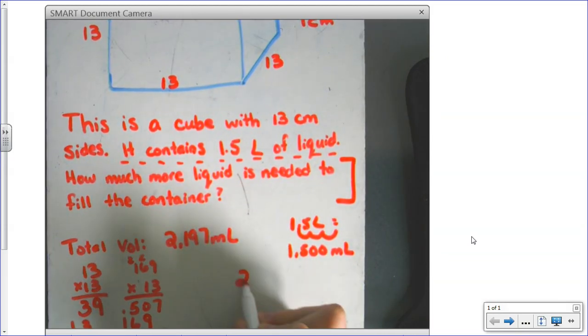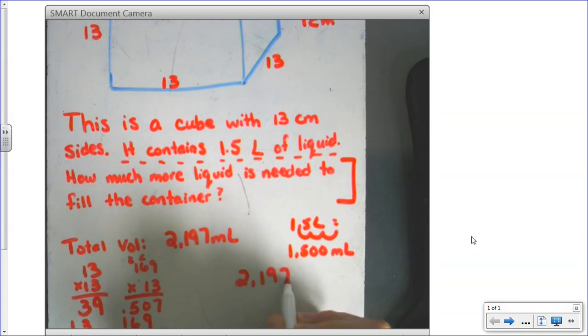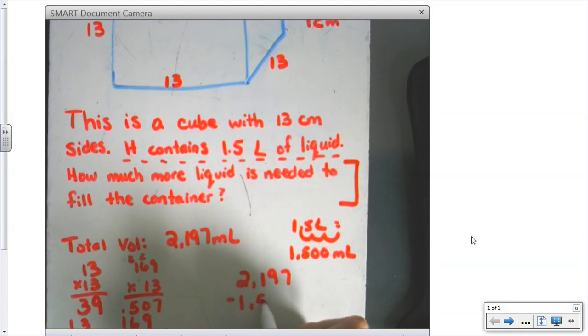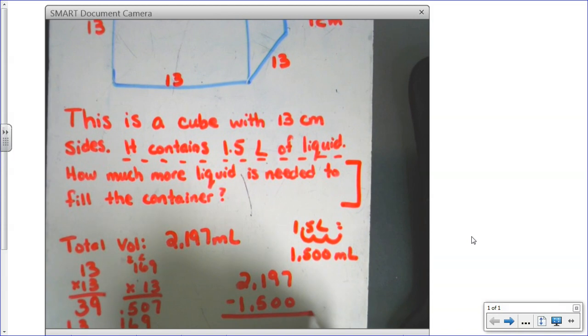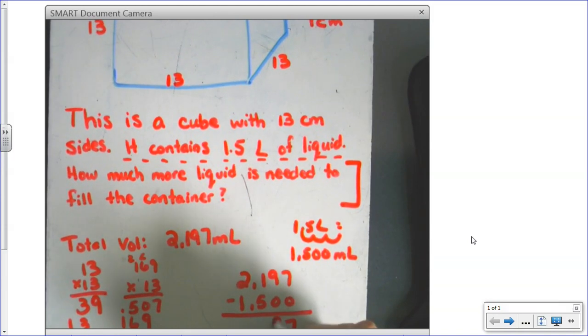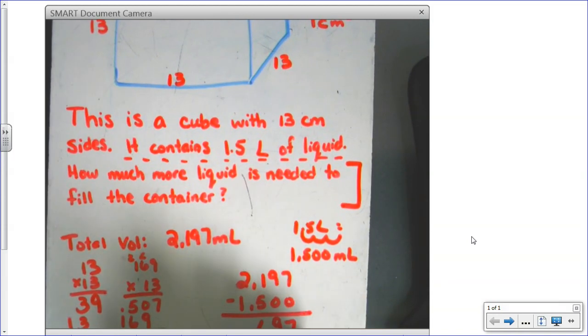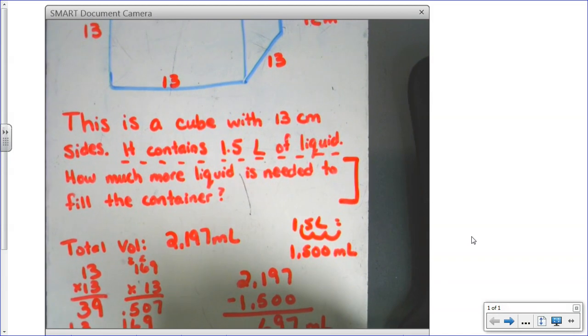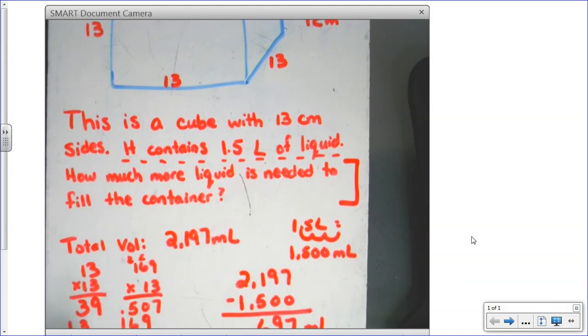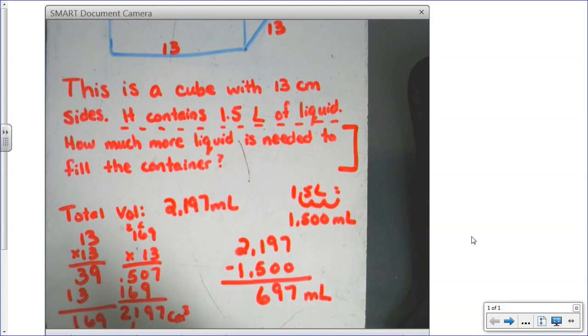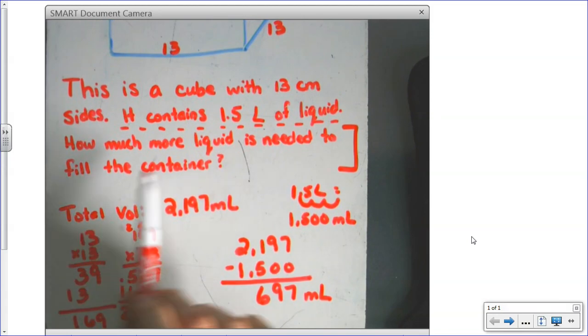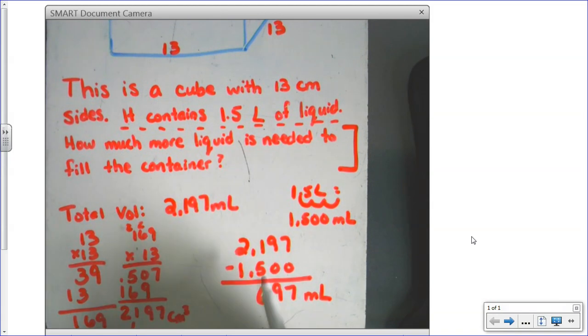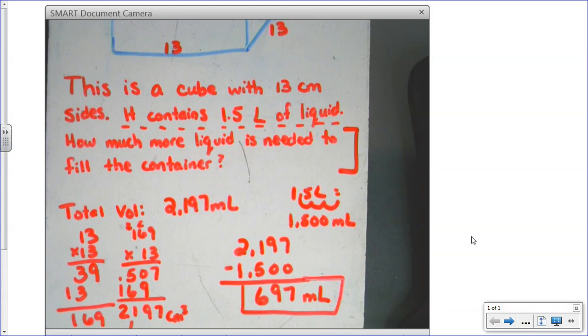So now I can take 2,197 and subtract 1,500 to figure out how much space I have left in here. 21 minus 15 is 6, so 697 milliliters. There's my final answer, 697 milliliters. So how much more liquid is needed to fill the container? 697 milliliters, and that is my final answer.